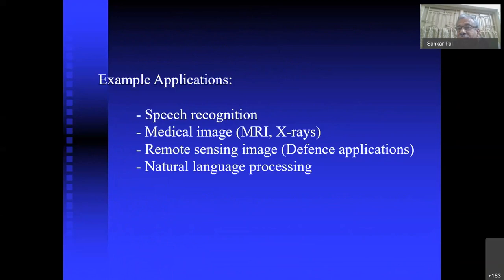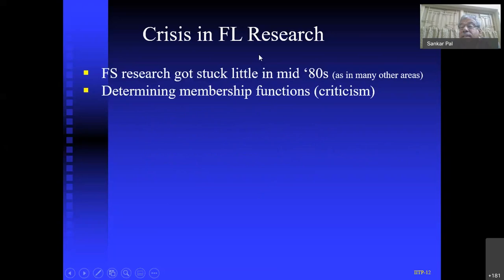So medical images, MRI, X-ray, they have a great amount of overlapping concepts, remote sensing, natural language. These are so many applications. Now, in the late 70s and early 80s, fuzzy logic research was a new topic. Everybody is publishing, just like now with AI. Whatever you write, you publish, publish. But after that, it gets saturated. So research got stuck in the mid-80s.